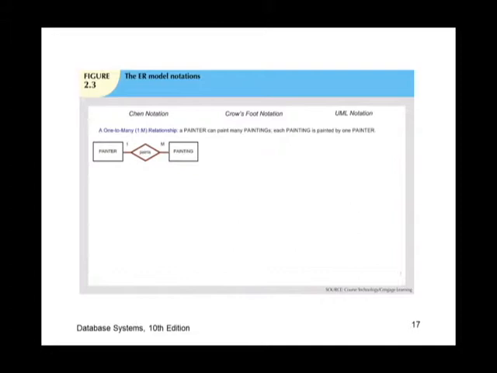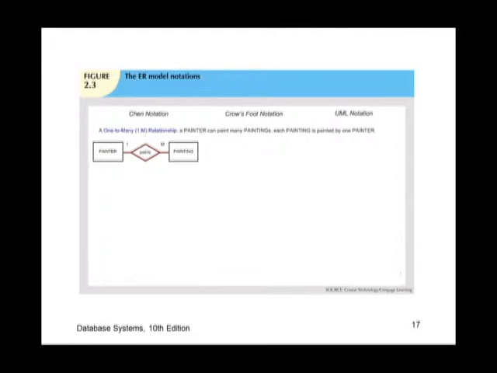Now, there's a business rule involved here. Can you figure out what it is? If you said that our business rule is that one and only one painter is allowed to work on each painting, you're absolutely correct. One painter, nobody is able to help him create that painting.